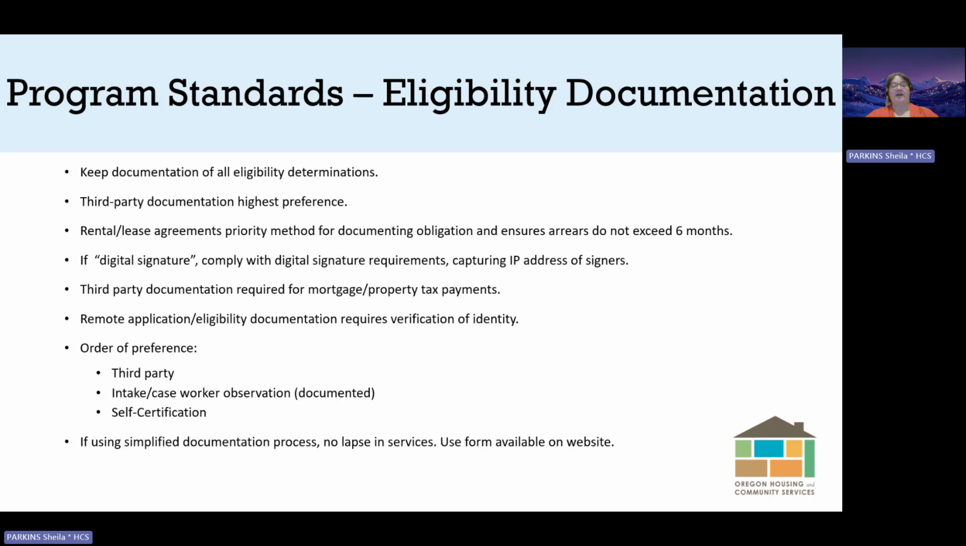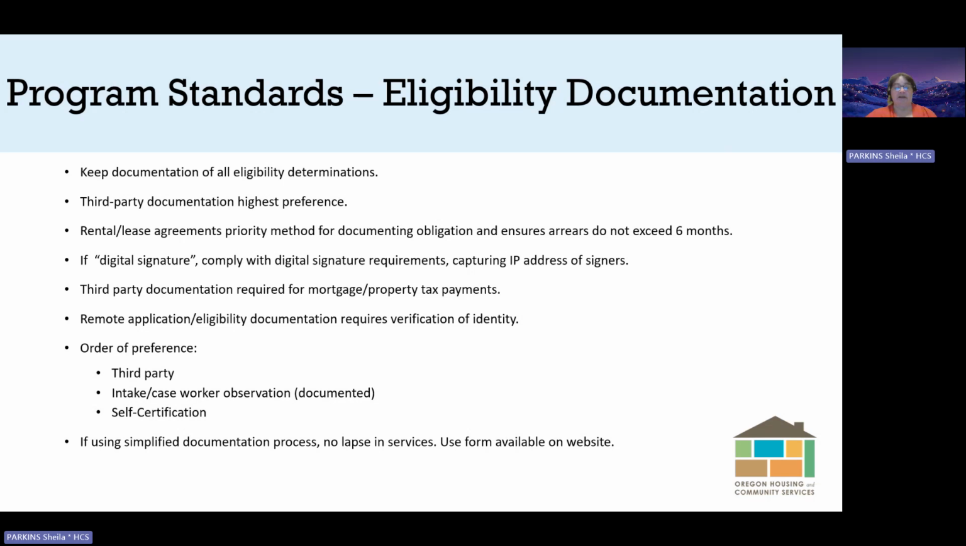More information is available in the HSS Program Standards Guidance. Let's touch on eligibility documentation briefly. You must keep documentation of all eligibility determinations. Third-party documentation is the highest preference. Rental and lease agreements are the priority method for documenting a client's housing situation and is the document referred to when ensuring that funds used to pay arrears do not exceed program limitations of 6 months.